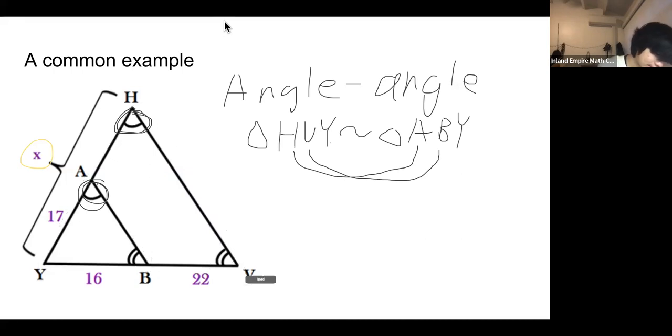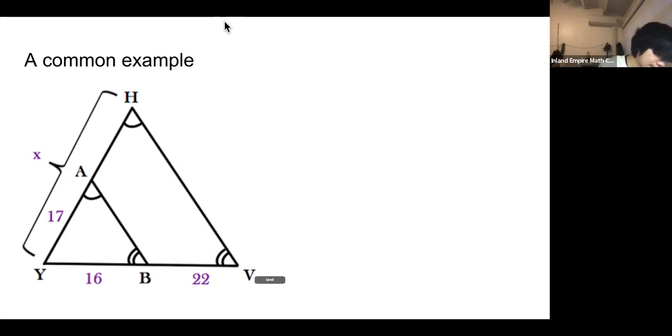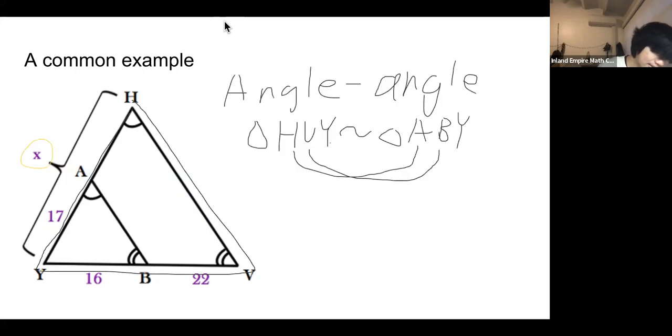Well, actually, I'm going to erase all of this. This big triangle, which is this triangle here, and then this triangle there. And this smaller triangle here. So this big triangle from here all the way down to here, all the way down to here. And then this little triangle from here down to here, down to here. So this little triangle, ABY and HVY, are similar.